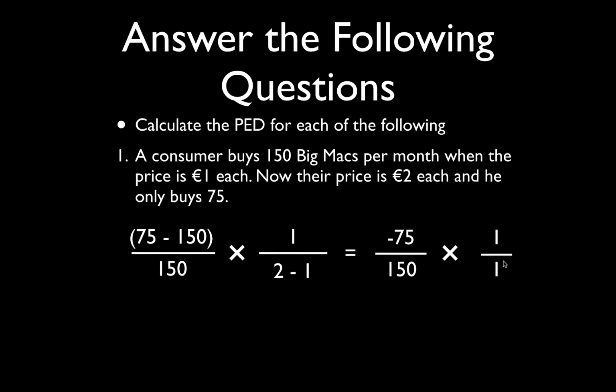Now, how do you multiply fractions? Okay, you multiply fractions top by top and bottom by bottom. So it's minus 75 by 1 multiplied by 150 over 1. So minus 75 by 1 is equal to minus 75 divided by 150 by 1, which is 150. And what that equals is minus 0.5.